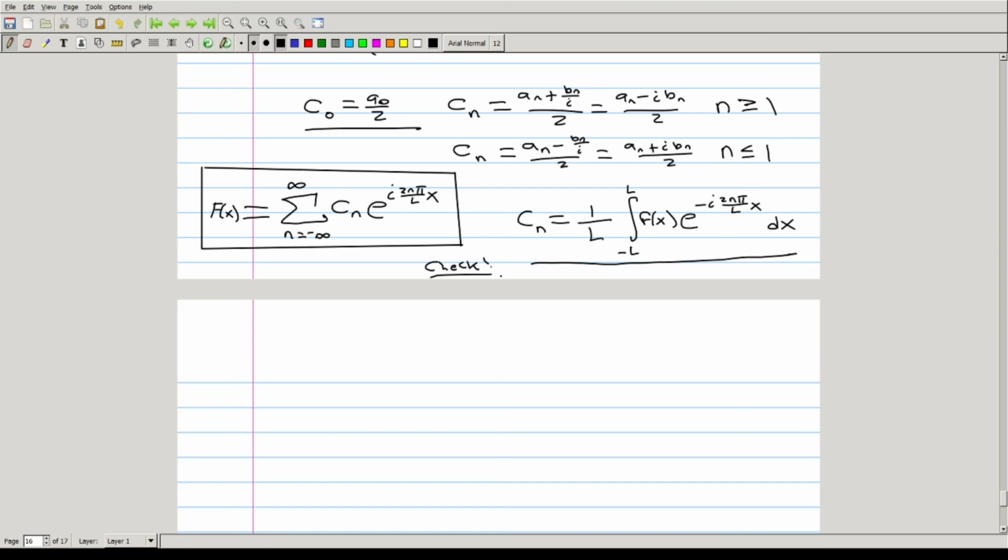It's just another way to cast and write down a Fourier series.